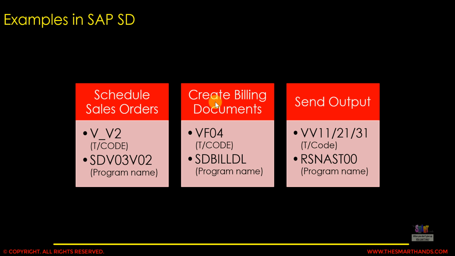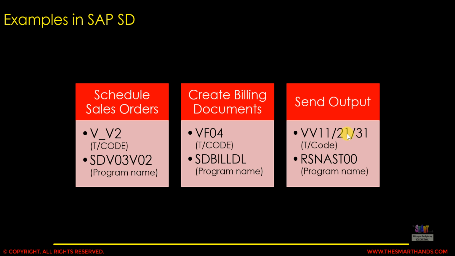In the same way, if you want to create billing, VF04 is the transaction, and that's the program name. We can even send the output for sales order, delivery, and billing via a background job, and that's a job name.